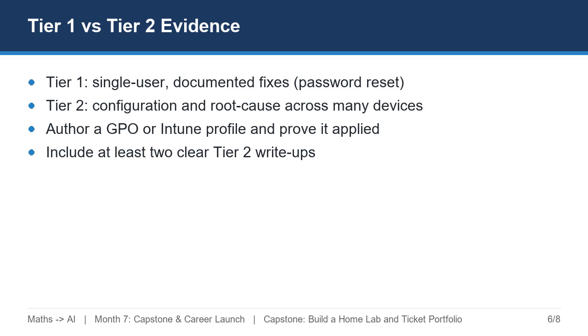Make sure your portfolio shows depth, not just breadth. Tier 1 work is single user and well documented, like a password reset. Tier 2 work is configuration and root cause, authoring a group policy object or an Intune profile that affects many devices, then proving it deployed correctly. Include at least 2 write-ups that clearly demonstrate that deeper capability, because that is what separates a promising Tier 1 hire from someone ready to grow into Tier 2.